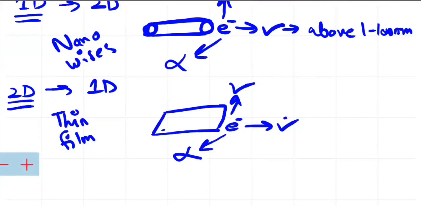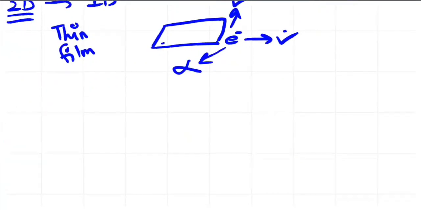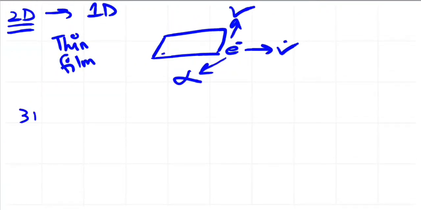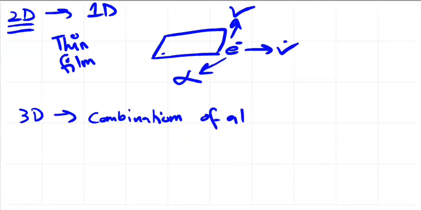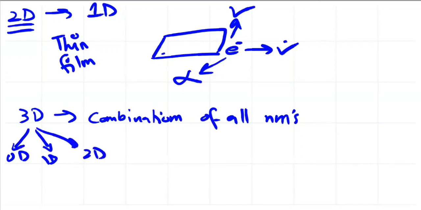So going ahead, what is a 3D nanomaterial? It is nothing but a combination of all nanomaterials, which means it is a combination of 0D, 1D, and 2D, and it is quite different from the bulk because all the nanomaterials have different properties than their bulk, which means that this 3D bulk is also different from the original bulk. Okay.